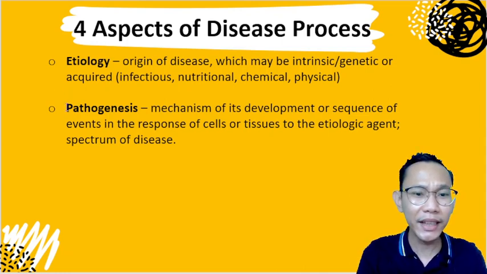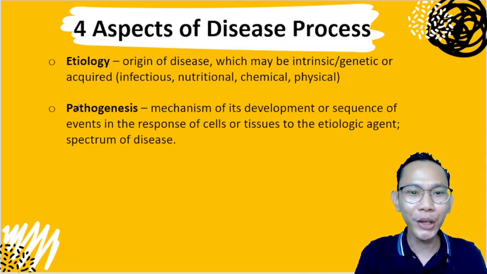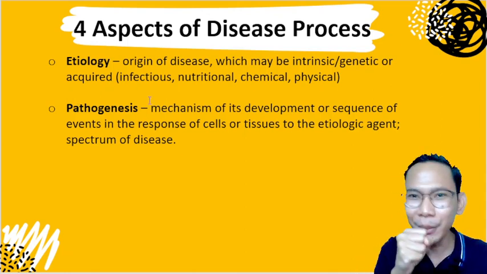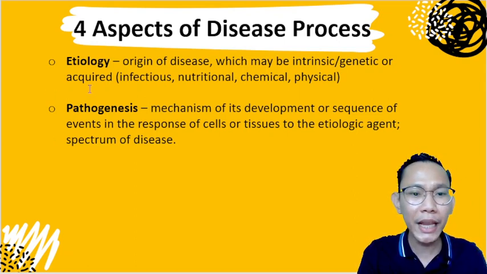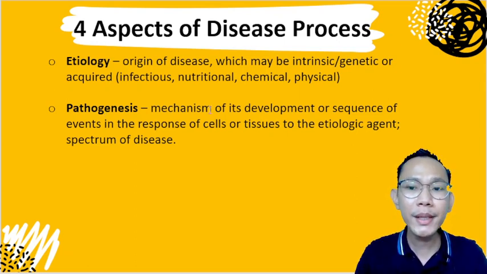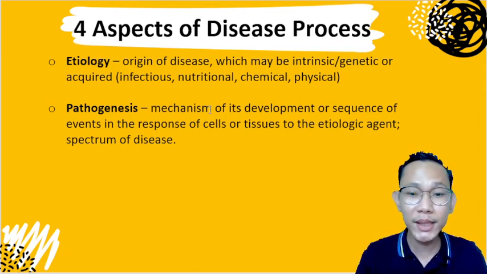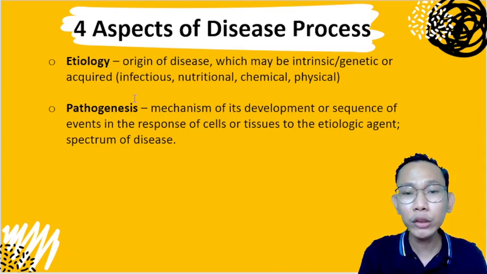Pag narinig natin ang salitang patho, suffering, disease. Pag narinig ang salitang genesis, remember, it's in the beginning, ang simula ng lahat. So, we are simply talking about the development of the disease. It's the mechanism of its development or sequence of events in response of cells or tissues to the etiologic agent. It's actually the spectrum of disease. So, pag sinabi nating pathogenesis, it's actually describes the chain of events leading to the disease.